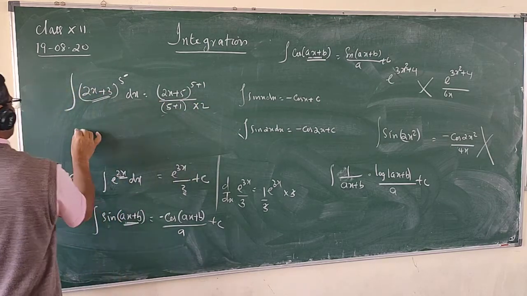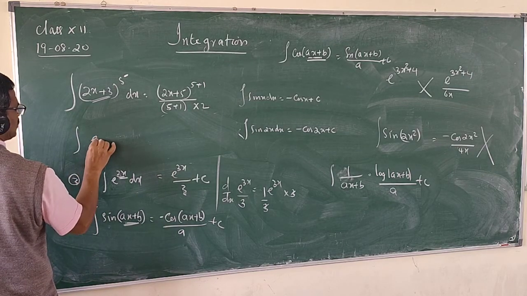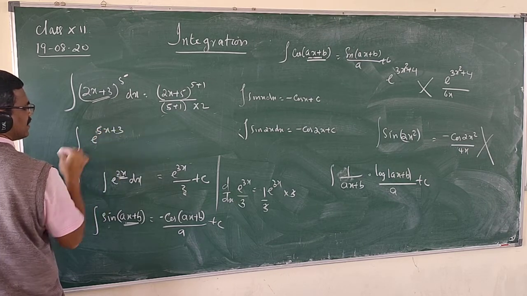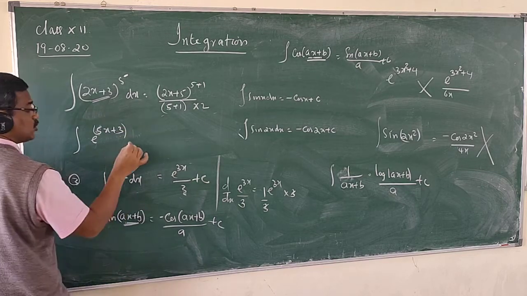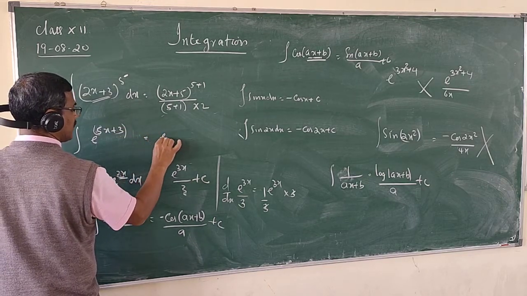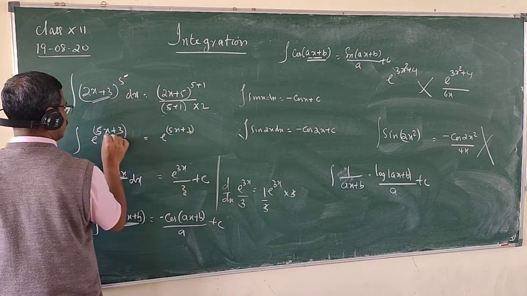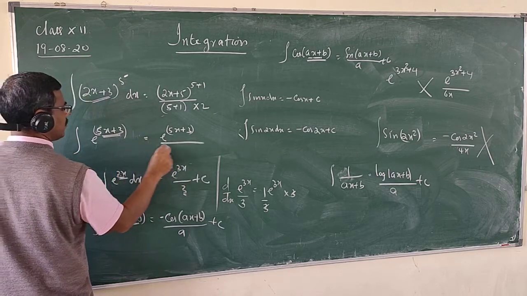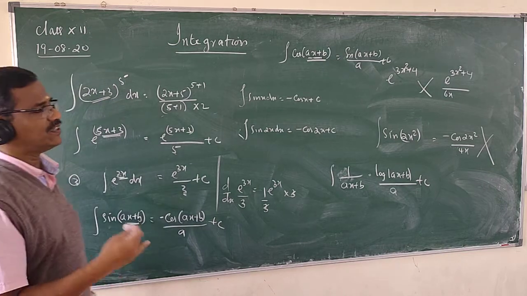This is the answer. Now suppose I want to find the integral of e raised to 5x plus 3. You know that the integral of e raised to x is e raised to x itself. So here we write e raised to 5x plus 3. In place of x you have a linear expression. Its derivative is 5, and that is to be divided. So this is the way we find out the integration.